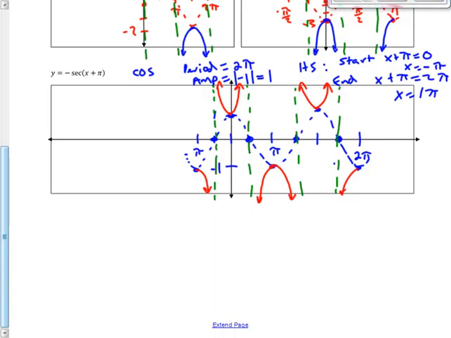The part in blue doesn't actually exist in this graph. So if you were to graph this on a graphing calculator, this is what you should end up with. Negative pi was there. And then we had 2 pi over here. And we had 1 pi over here. Okay, so if you actually were to graph this on a graphing calculator, this is what you're going to see.